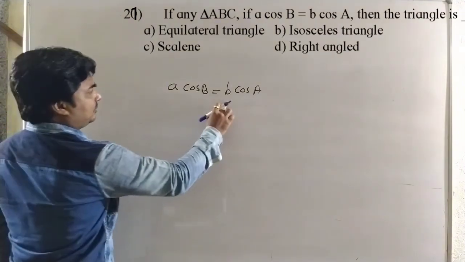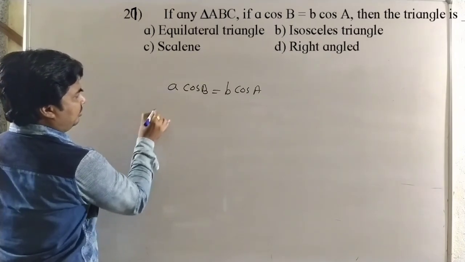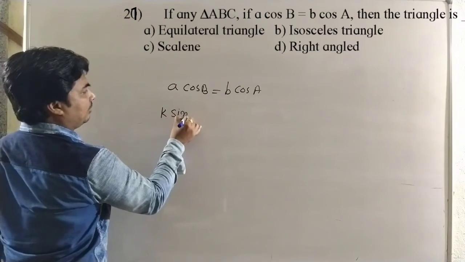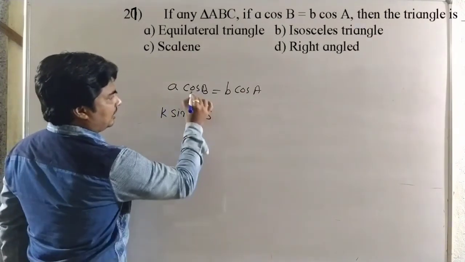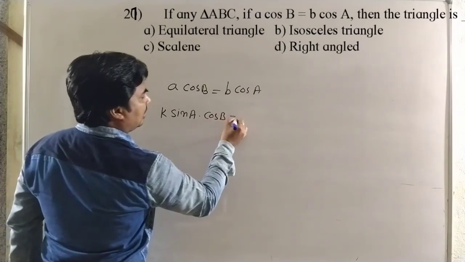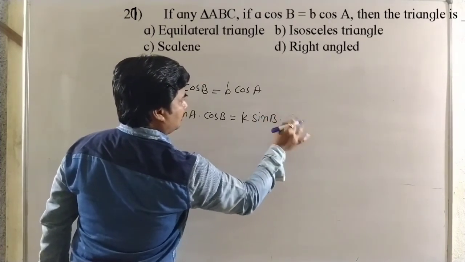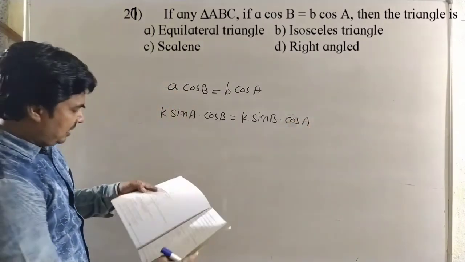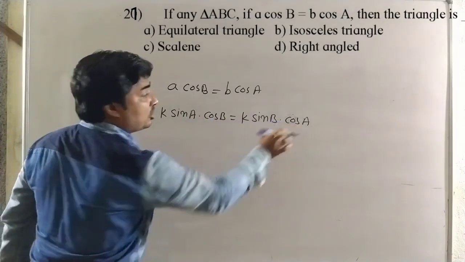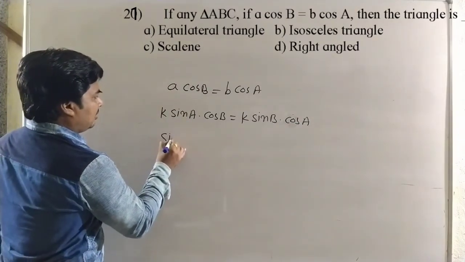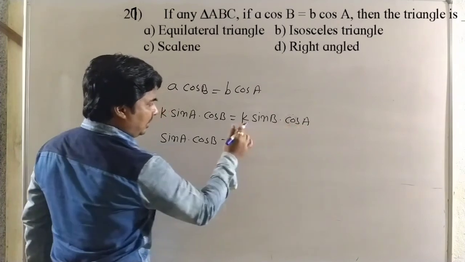Here first we solve this equation. Here A cos B is equal to B cos A. By sine rule, A is equal to K into sine A, and here it is cos B. Then cos B is equal to B, which is K into sine B into cos A. Given that A cos B is equal to B cos A. Now K gets cancelled, then we write sine A into cos B is equal to sine B into cos A.